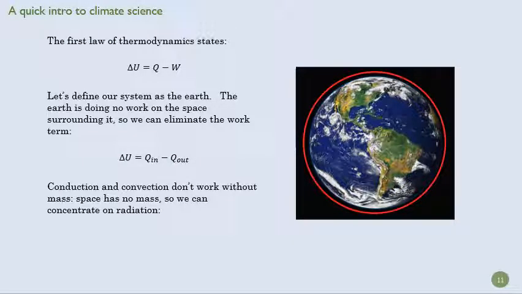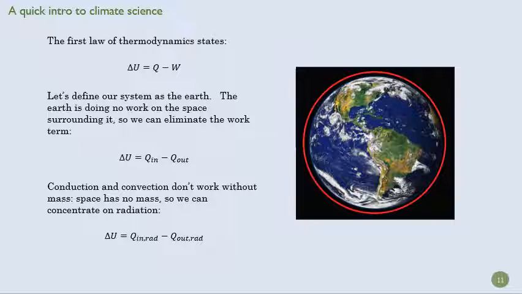Now, we talked about heat transfer, and we know that conduction and convection require a medium, right? They need some kind of matter to transmit energy. Well, we're surrounded by a vacuum, so there's no conduction and there's no convection from the Earth to space. So the only kind of heat transfer we need to worry about is radiation. And so we can say the change in energy of the Earth's system is the incoming thermal radiation minus the outgoing thermal radiation.